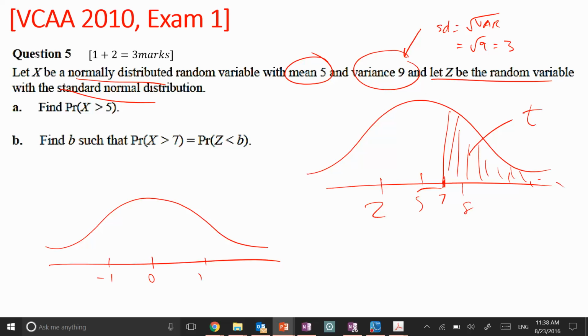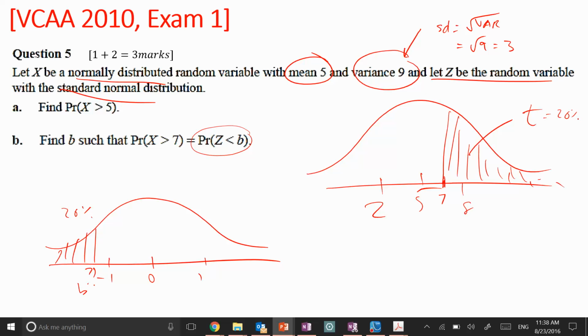I don't know what the area is. It's T. All they're asking is that this area T needs to be equal to the probability of Z less than a certain number. So if T was, let's say, 20% above, then I just want less than some number in the Z value to also be 20%. That's all I'm asking. The problem is I just don't know what the area is just yet. But once I figure that out, to find B is very easy. It's just the inverse normal.